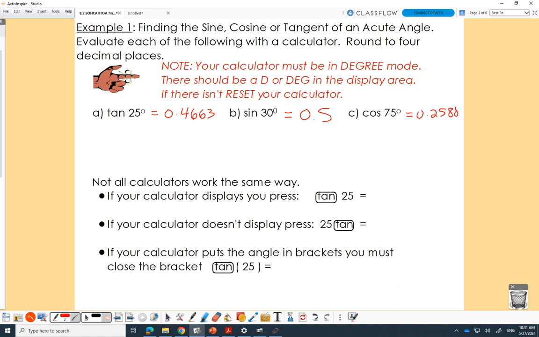Now, folks, not all calculators work the same way. Hopefully yours, you go tan 25. There are some calculators out there where you have to go 25 tan. I don't see many of them around anymore, but I prepare you for that just in case you grab someone else's calculator to do some work. You might have to go 25, then hit tan. And your phone probably works that way too.